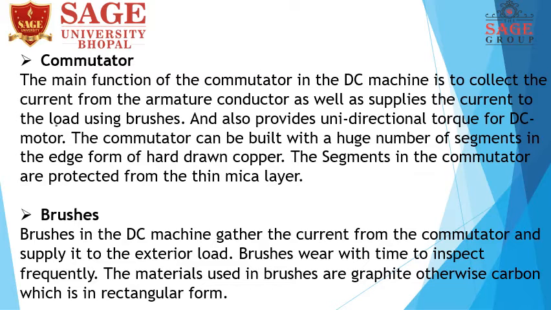The commutator in a DC machine collects the current from the armature conductors and supplies it to the external circuit. These commutators are made up of hard drawn copper with segments separated by mica layers. The brushes of a DC machine collect the current from the commutator and supply it. The material used for brushes is graphite carbon, in rectangular form.